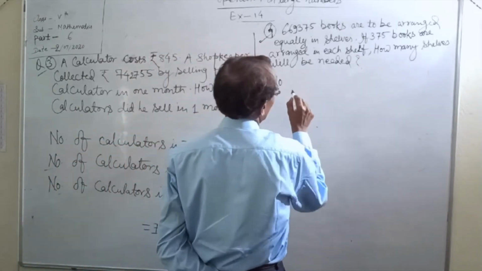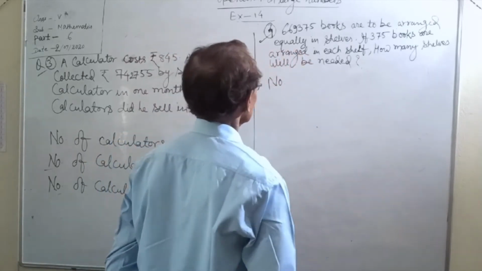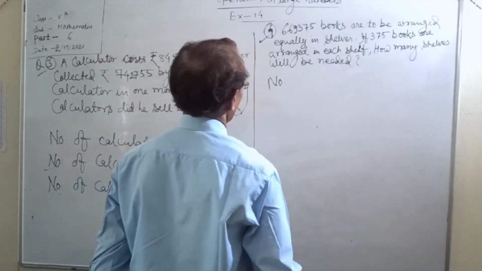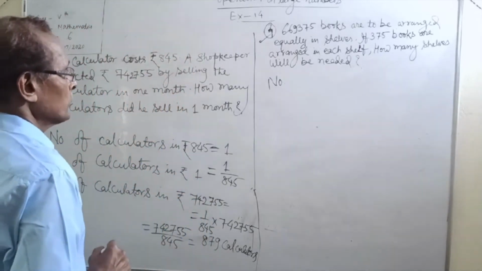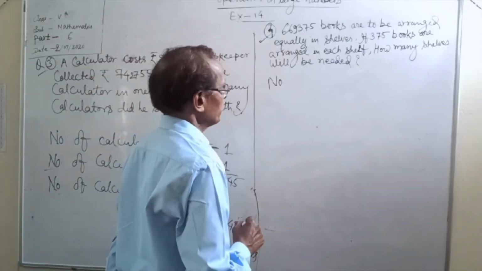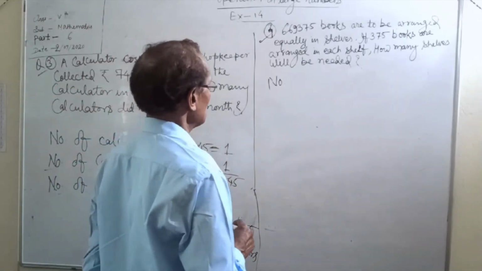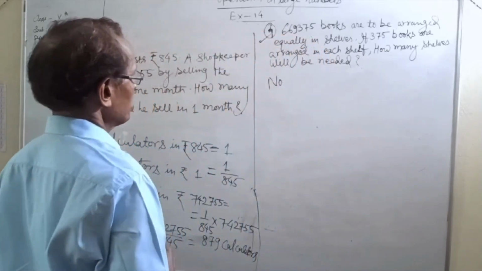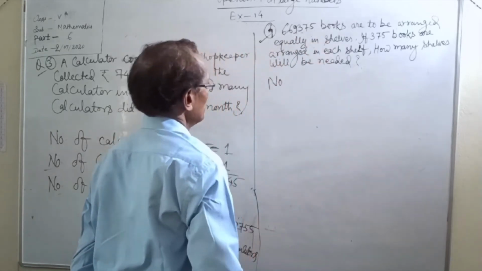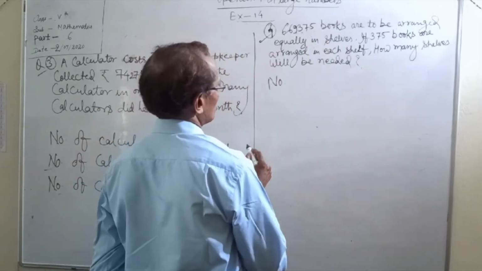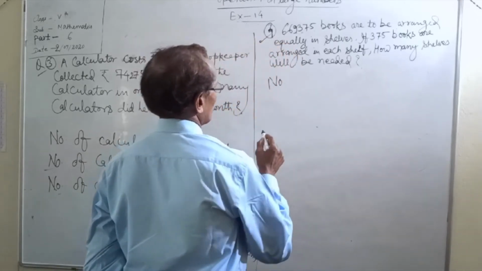What we have to find out? The number of shelves. We have two quantities here also. First one is number of shelves and second one is number of books. So in the statement, you have to find out the number of shelves. So put the number of shelves on the right side and number of books on the left side in the statement. So number of shelves is 6,69,375 books are arranged equally in shelves, and 375 books are arranged in one shelf.